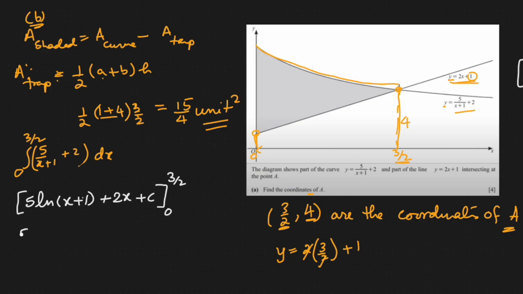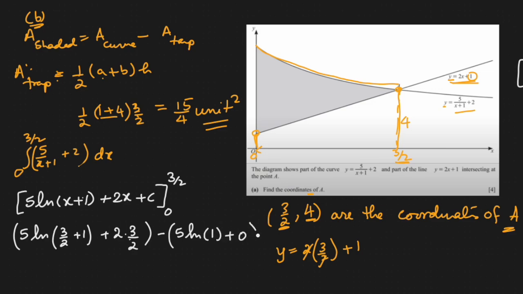Let's plug in. 5 natural log of 3 over 2 plus 1, plus 2 times 3 over 2. Let's ignore c for the time being because it will get cancelled out, so we'll just substitute 0. 5 natural log of 0 plus 1, which is 1. 2 times 0, which is 0. So natural log 1 is also 0. Gone. Gone. So 5 natural log of 3 over 2 plus 1 will be 5 over 2, and plus 3. This is the area under the curve.